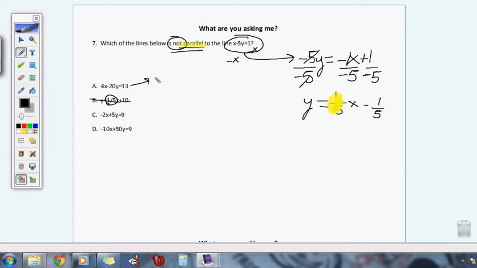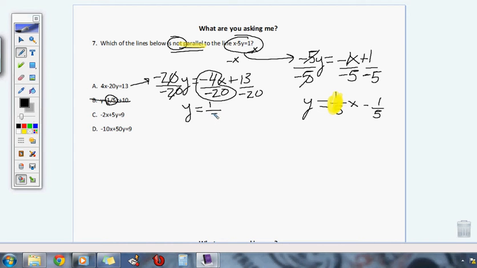If I look at A, I would subtract 4x from both sides, and I would have negative 20y equals negative 4x plus 13. And now all I'm going to do is divide by negative 20, and I'm going to tell you right now, after I do this to all parts, I can recognize that this is going to come out to negative over negative, a positive. 4 goes into 20 five times, so 1/5. So since I get a slope of 1/5, I'm going to cross off that one. It's not going to be the answer.